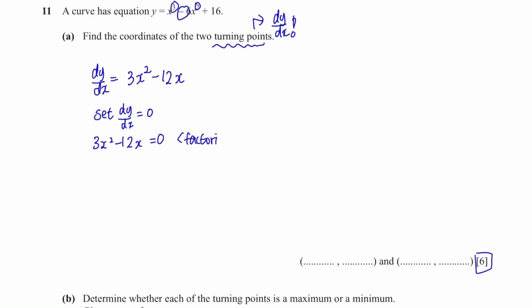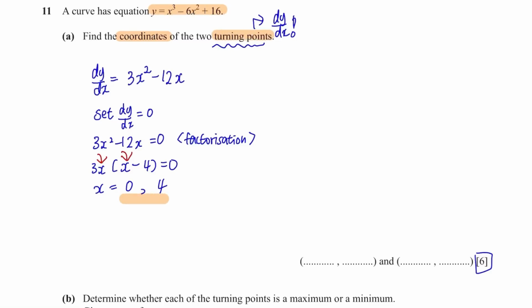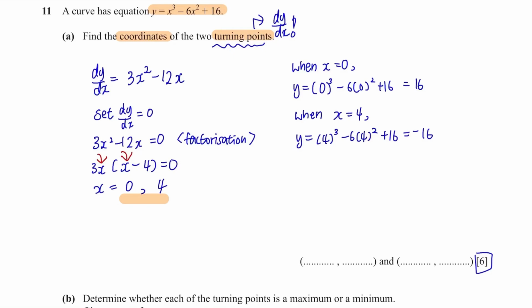Now it's factorization. Take out 3x from each of them, it's the common one. That makes this. Okay, so the x coordinates are 0 and 4 because if you put 0 here, it makes the equation 0, and if you put 4 here, it again makes the equation 0. We need to find the coordinates of the turning points, so substitute these values of x into the equation of the curve. For 0, you get 16, and for 4, you get negative 16, and that's the answer.